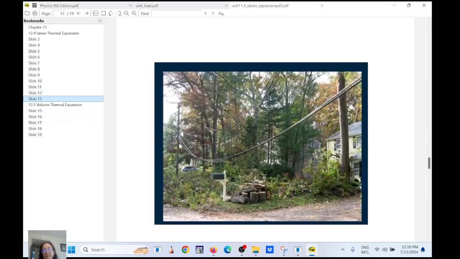Now, here, linear expansion, especially in the northeast, when you have extreme change in temperature between summer and winter, you see when it starts to get very, very hot outside, it's sagging like this. Okay. It doesn't look very good.